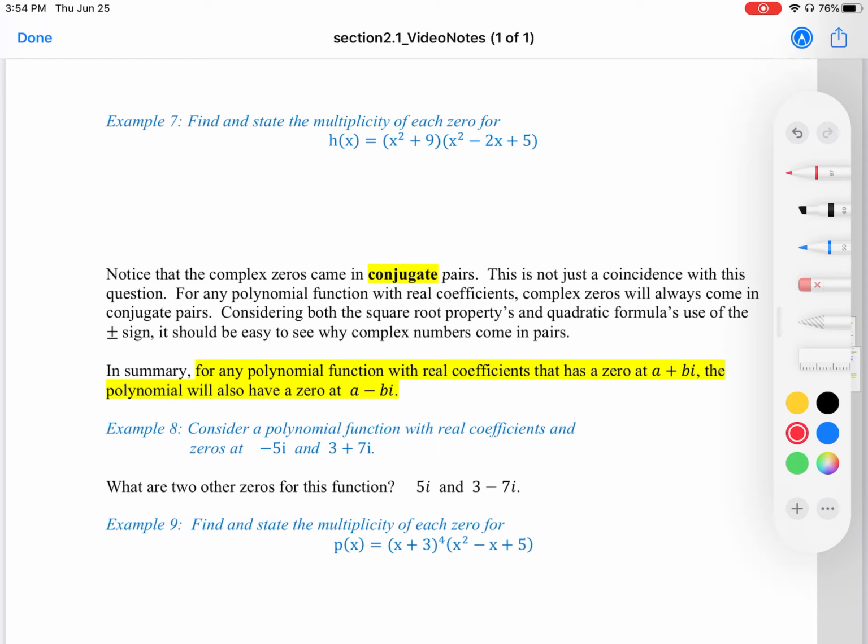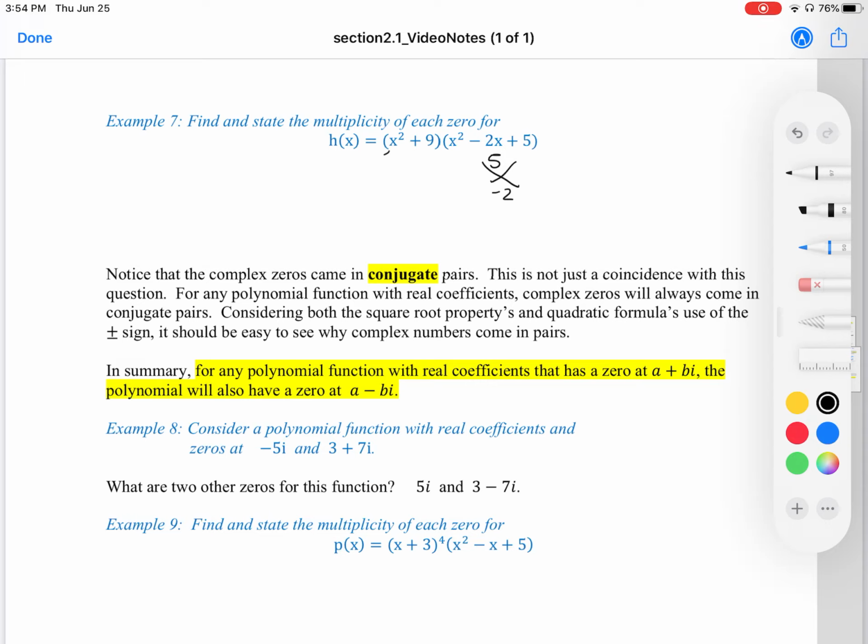Let's go do example 7. All right, so let's go ahead and set each factor equal to 0. This factors, so we have 5 and negative 2. That doesn't factor, so we would have to use the quadratic formula.